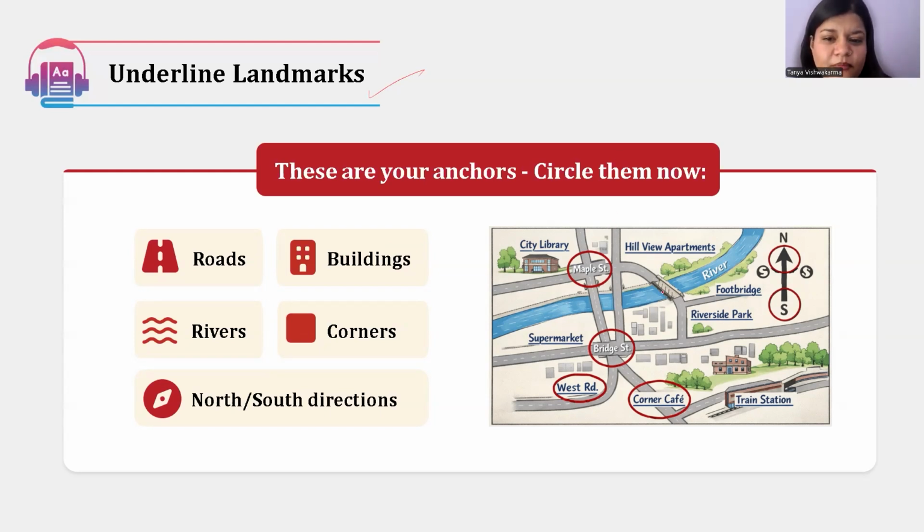As you can clearly see in the picture, we have Maple Street, Bridge Street, West Road, Corner Cafe, train station. You can clearly see this is what the picture is based on, the compass. At the same time, we've got roads, buildings, rivers, corners, north and south directions, which is something very common, and you will, of course, encounter. In case your map doesn't contain a compass, make one for yourself. Now, this is where you are heading to 50% completion of your maps and navigation question.